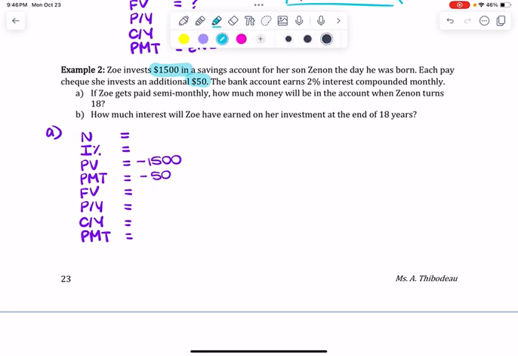Now, there's some information between the $50 and when that's stated, but we're going to just jump ahead really quick. Zoe gets paid semi-monthly. So that means she gets paid twice every month. So there's 12 months times 2, 24. So she's making that $50 investment 24 times a year. So PY is 24. All right, the interest rate is 2% and it is compounded monthly. So 2% for I percent and compounded monthly is going to give me a 12.